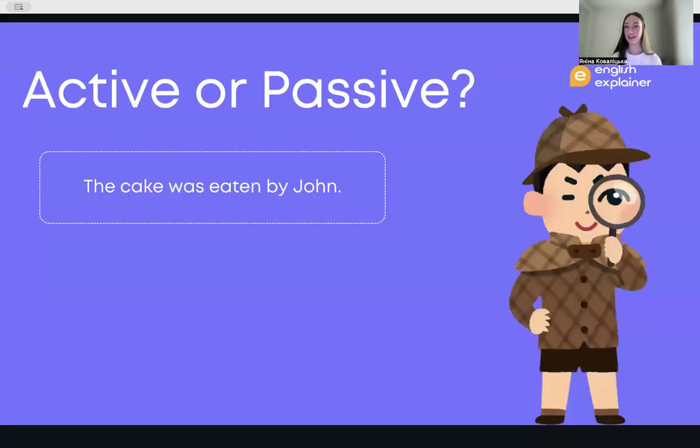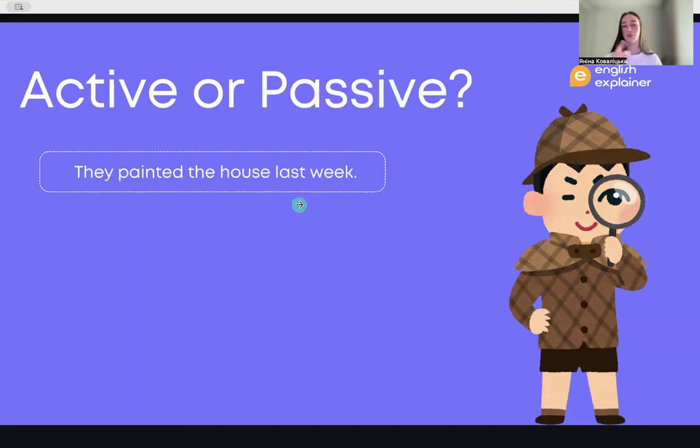Alright. Okay, a little quiz. Is it active or passive? The cake was eaten by John. It's passive. Was eaten. And then we mentioned by who? By John. John is not in the first place. The cake is in the first place. What about this one? This is active. Why? Because they are in the first place and the action in the second one. They painted the house last week. This is a regular active voice.